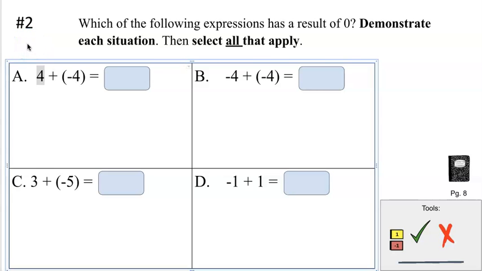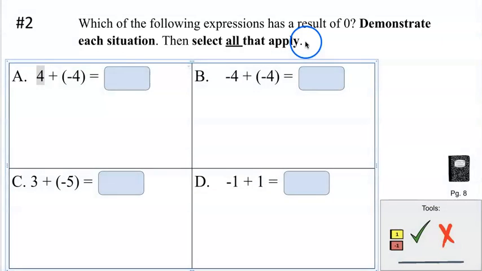Okay, Huskies, now we're moving on to problem number 2. Which of the following expressions has a result of 0? Demonstrate each situation, then select all that apply. So as you notice, I have 4 problems here, and yes, you have to do all 4 of them. And here are our tools.